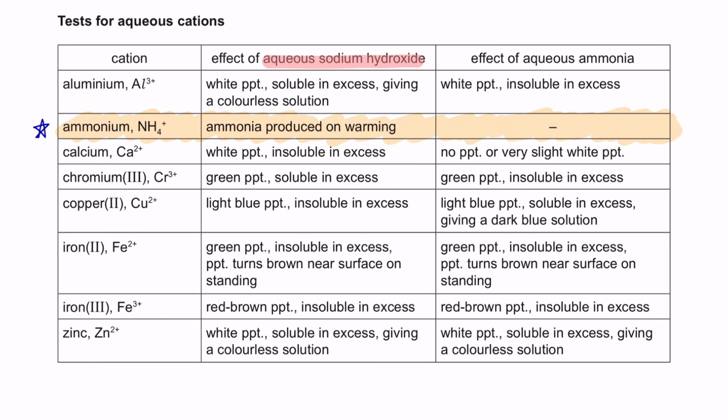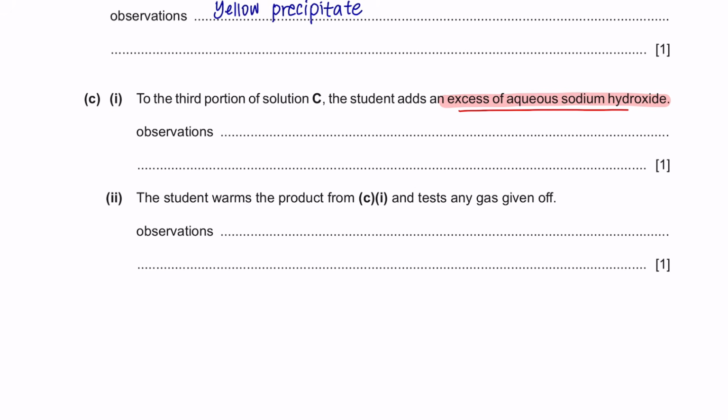Adding aqueous sodium hydroxide is a test for cations. The cation present in this solution is ammonium, and when sodium hydroxide is added, it says that ammonia is produced on warming. However, in this test, the solution is not being heated. That means there will be no ammonia produced. Hence, there will be no changes in the observation.